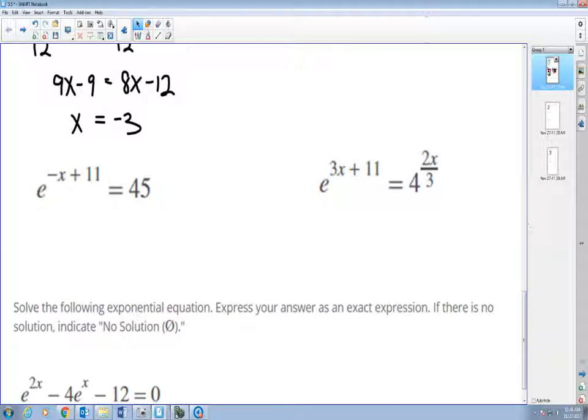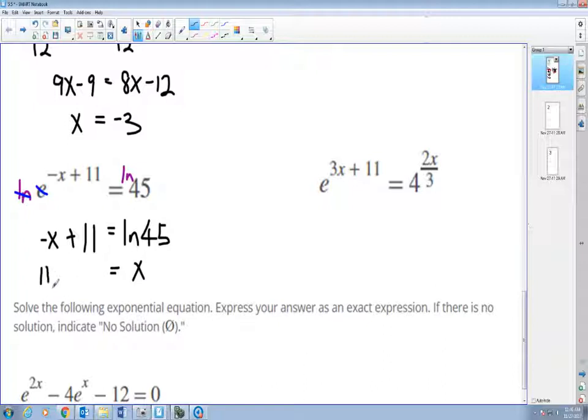So for me to get rid of the e, what we can do is take a natural log on both sides. Because as we can recall, natural log and e kind of cancel each other out. So the only thing I'm left with is my exponent, negative x plus 11, equal to the natural log of 45. Alright, so I'm going to move my negative x over to this side, and move my natural log 45 over. So that'll be 11 minus natural log of 45. Alright, that will be the exact answer.